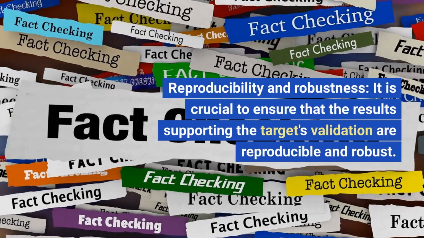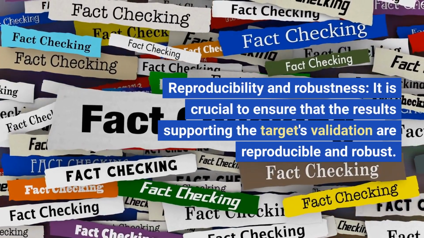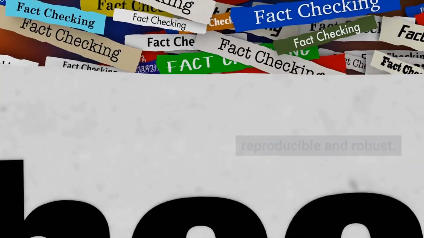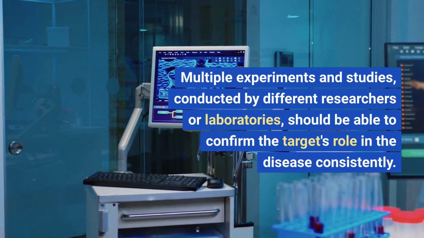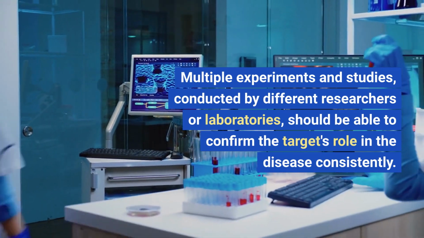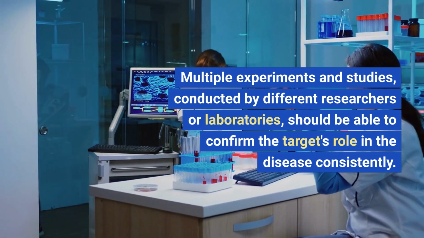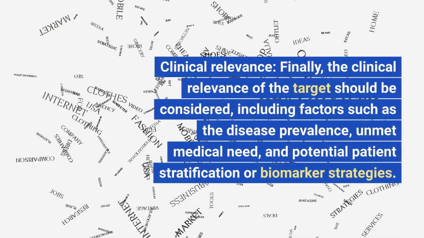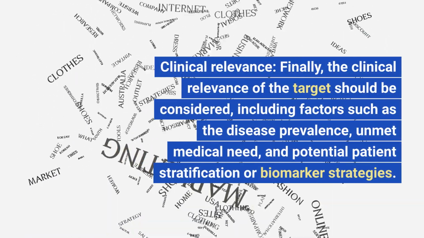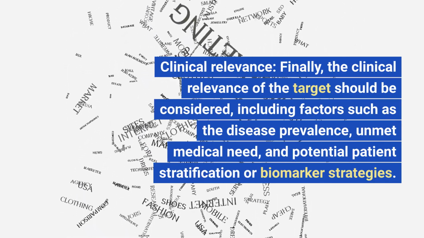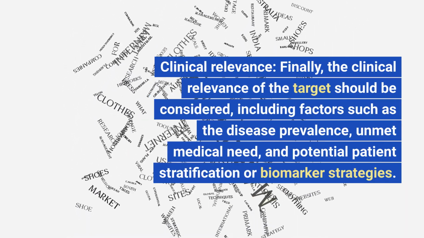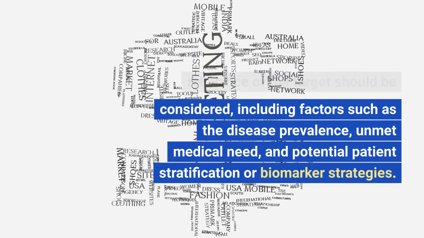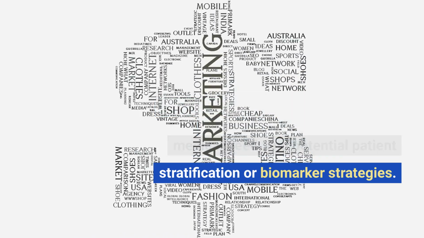Reproducibility and robustness. It is crucial to ensure that the results supporting the target's validation are reproducible and robust. Multiple experiments and studies, conducted by different researchers or laboratories, should be able to confirm the target's role in the disease consistently. Clinical relevance. Finally, the clinical relevance of the target should be considered, including factors such as the disease prevalence, unmet medical need, and potential patient stratification or biomarker strategies.